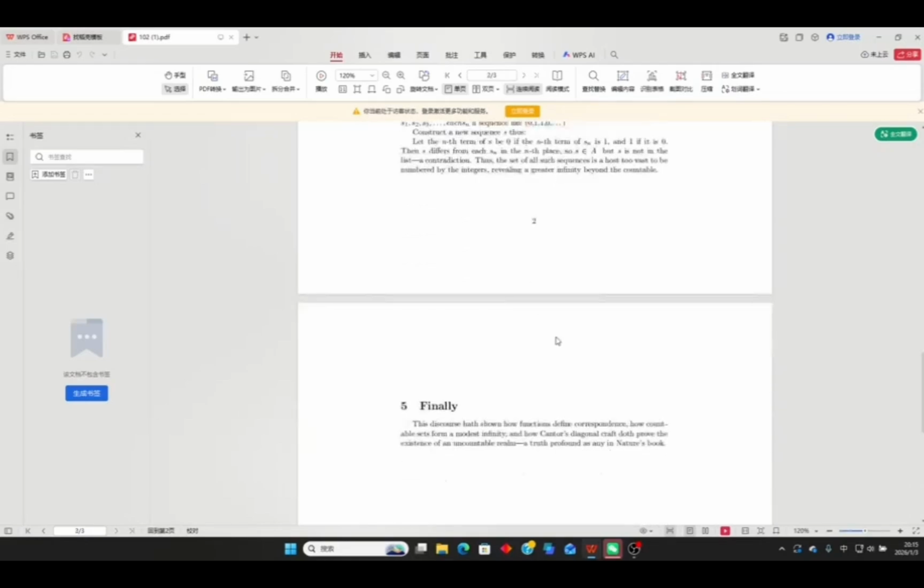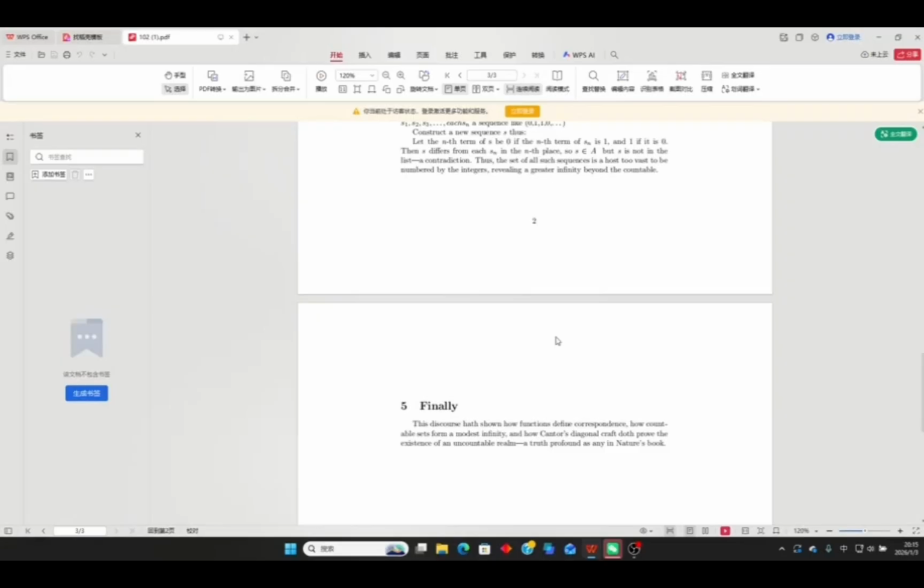Now we build a new sequence S. Look at the first digit of S1. If it's 1, make the first digit of S 0. If it's 0, make it 1. So the same for the second digit of S2 and so on.